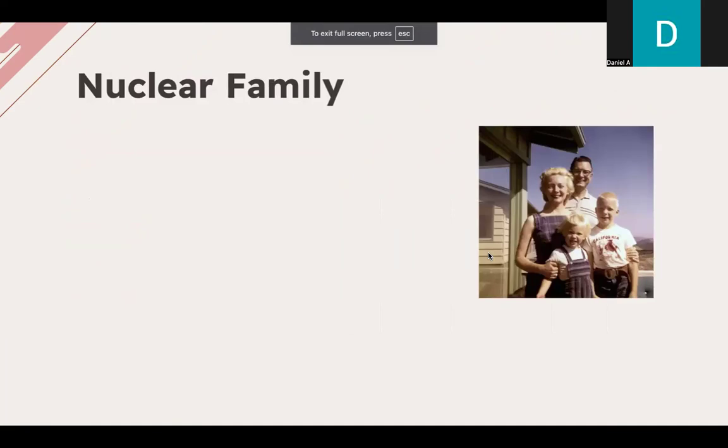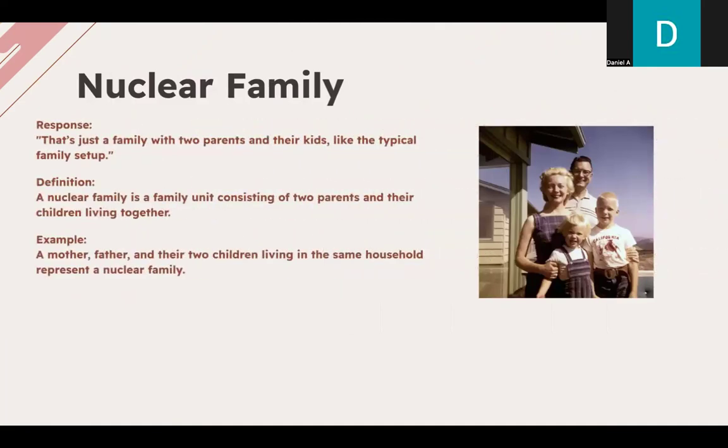Anyways, let's get to the nuclear family. One response said, "That's just a family of two parents and their kids, like a typical family setup." Yeah. Definition: a nuclear family is a family unit consisting of two parents and their children living together. An example: a mother, father, and two children living in the same household represents a nuclear family. We just got a simple photo right here of, I hope, a functional family.